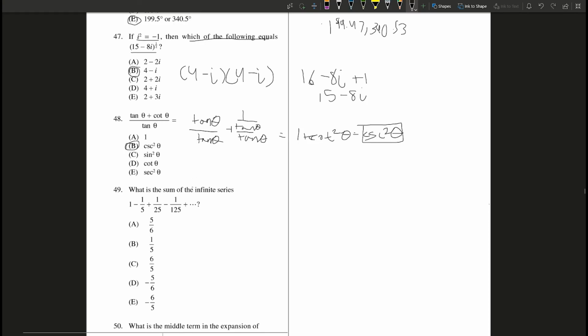So the next question asks, what is the sum of the infinite series that is stated here? The first term is a sub 1 equals 1, and our r is going to be negative 1/5, because 1 times negative 1/5 gives us negative 1/5, and then if we multiply negative 1/5 by that again, we get 1 over 25, and so on and so on. The sum of an infinite series is equal to a sub 1 over 1 minus r. So in this case, the sum is going to be equal to 1 over 1 plus 1/5, 1 over 6/5, which is equal to 5/6. So letter A is our answer, just like that.